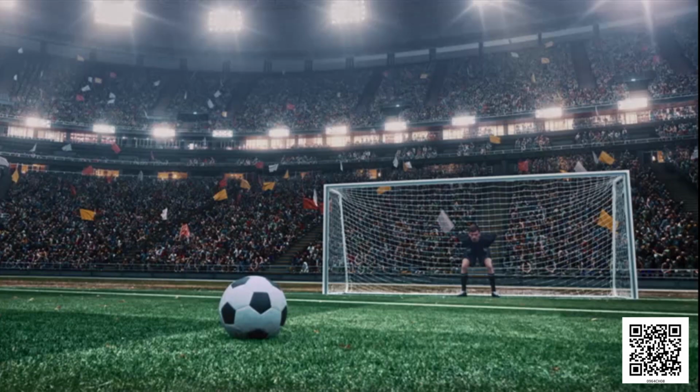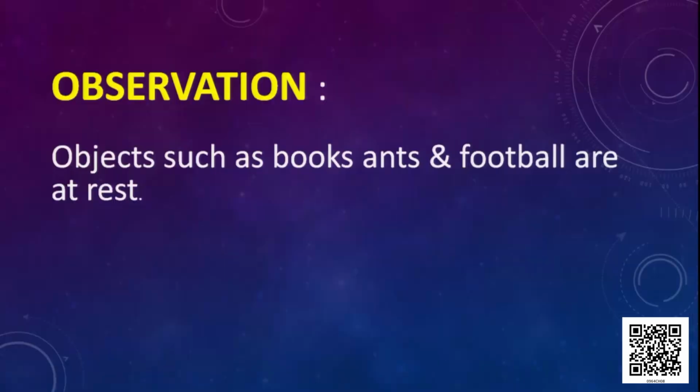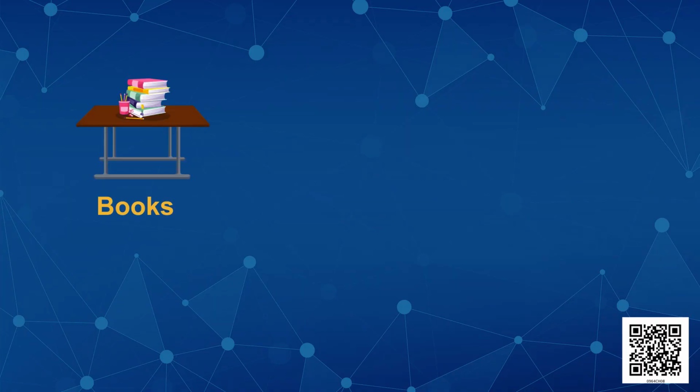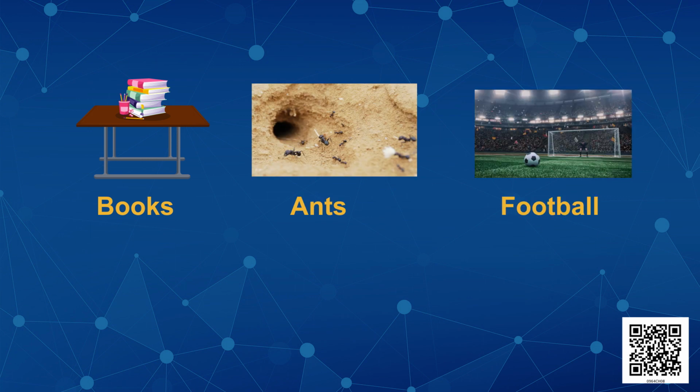You see one more picture here. See, what is this? This is a football. The position of the football does not change in front of the goalpost. So after viewing these pictures, what would be your observations? You will observe that the objects, books, ants and football basically I mentioned, are at rest. Am I right, students? Okay. So then, in this place, the books, ants, and football are considered to be at rest.